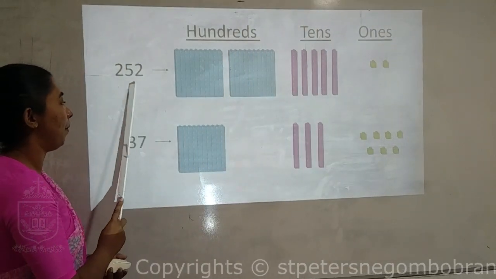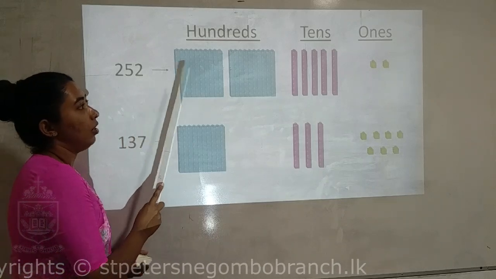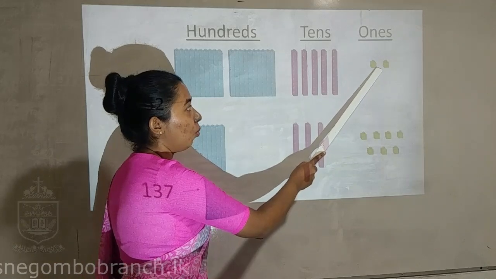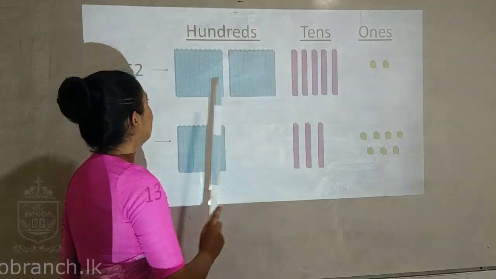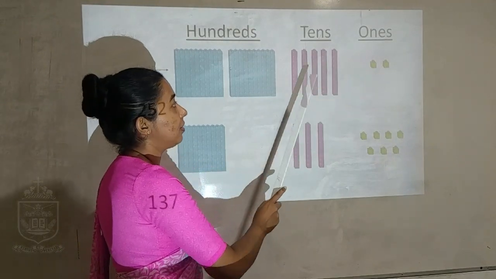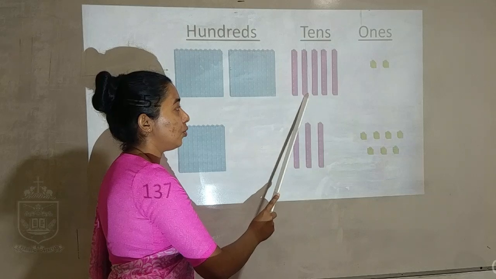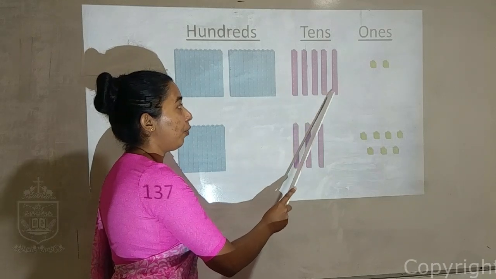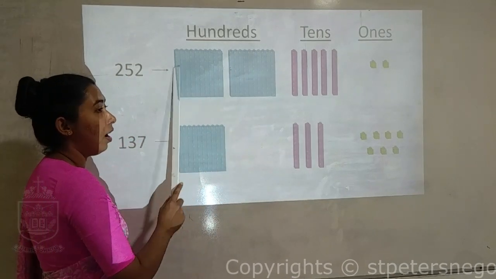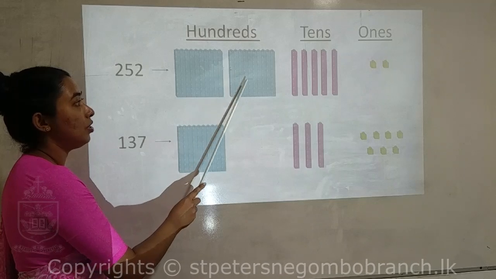First, look at this number, 252. How many ones are here? Let's count. 1, 2. In this 252, there are 2 ones. Let's count the tens. How many tens are here? 1, 2, 3, 4, 5. There are 5 tens. When we look at the hundreds, there are 2 hundreds. 1, 2.